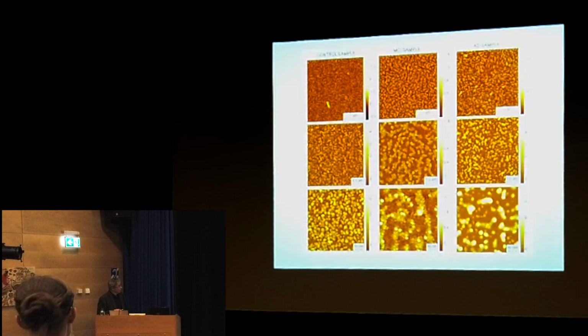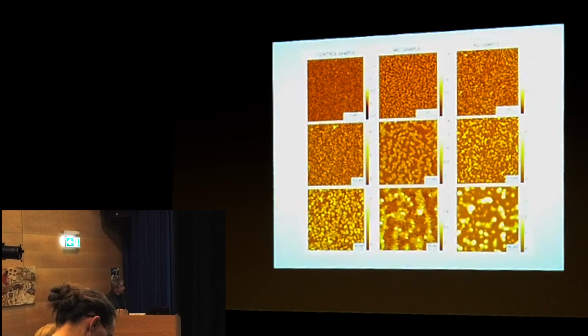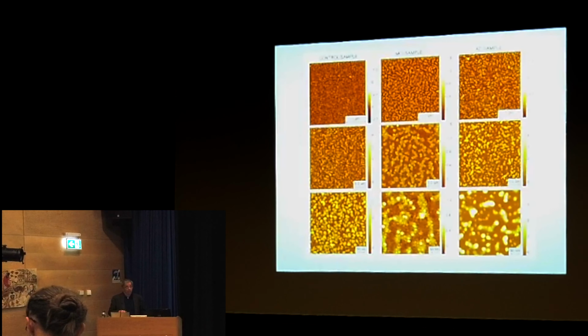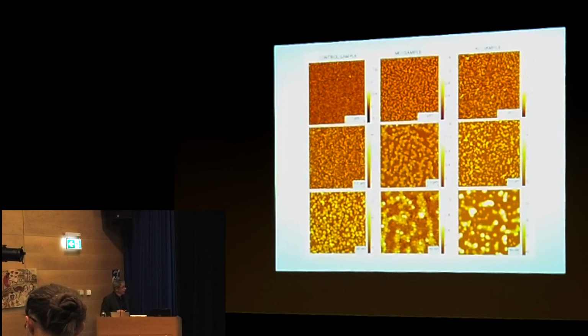If you start up here, this is the control sample, the MCI sample, and the Alzheimer's disease sample. As it gets brighter, it means that it comes up higher from the surface. Hopefully you can immediately see that there are clear differences by eye between the different samples. If you come down here, that's a 50 nanometer scale bar, you see all these little aggregates in the control sample. You see longer, taller aggregates in the MCI sample, and even longer and taller aggregates in the Alzheimer's disease sample. So these people really have different shape aggregates as they develop the disease.